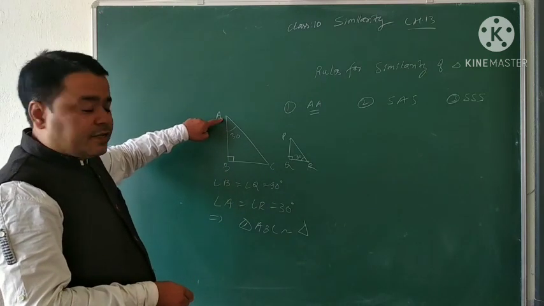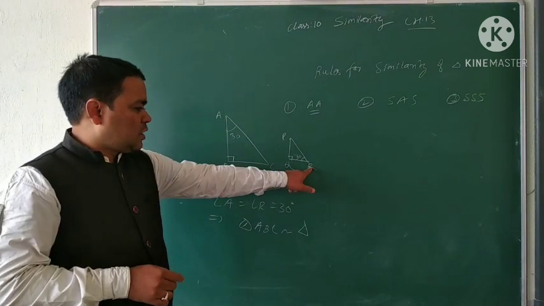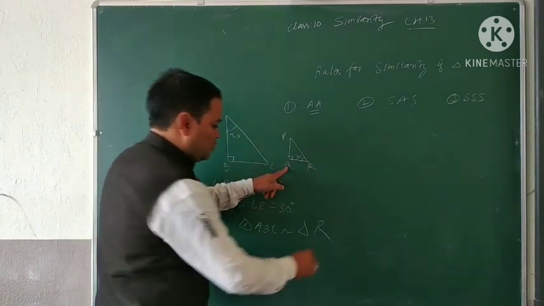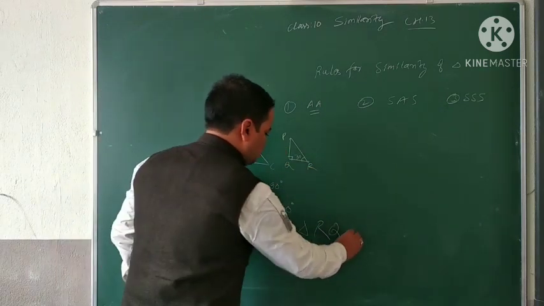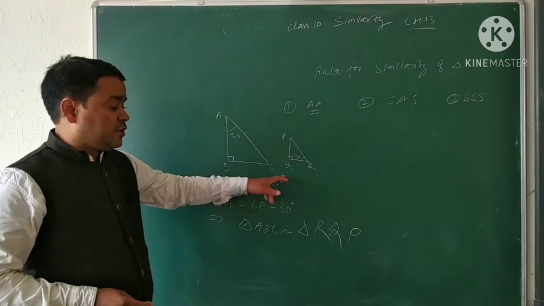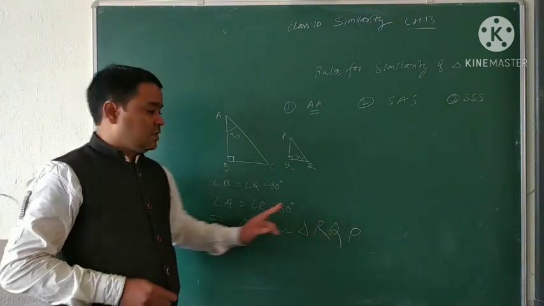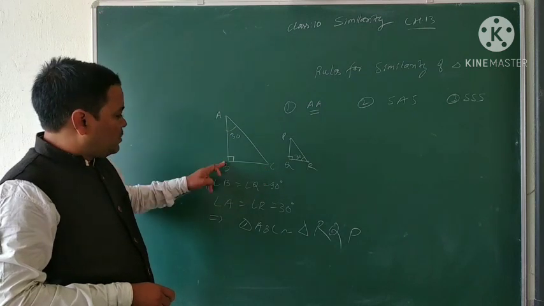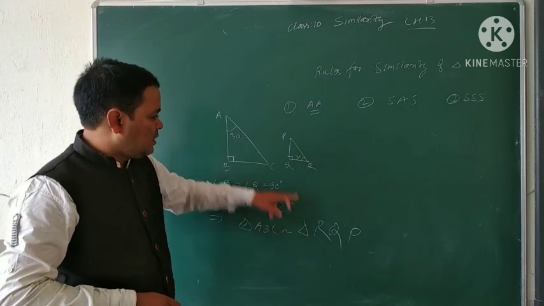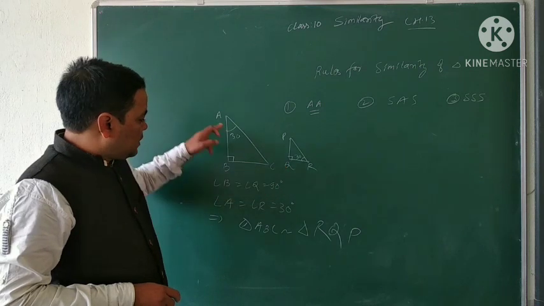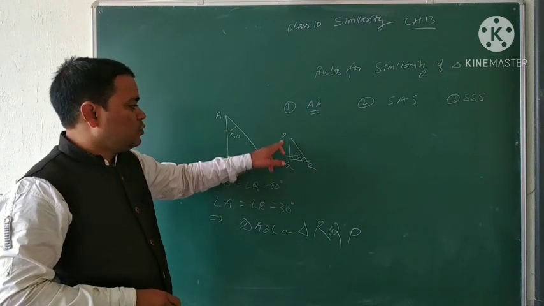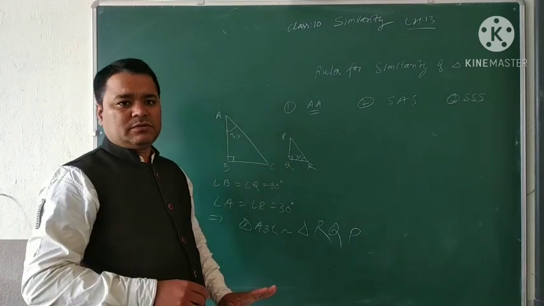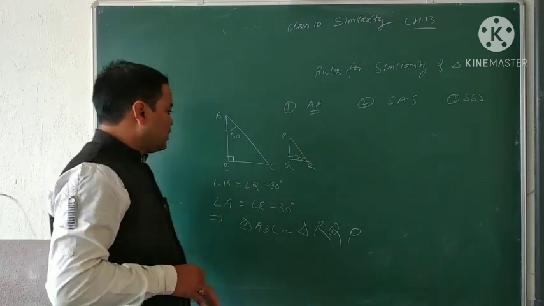First A 30 degree, then 90 degree. Here also 30 degree is R, then 90 degree is Q, and then this. Don't write PQR. You just follow this. A 30 degree, then 90 degree, then this. So ABC is similar to triangle RQP. If you write PQR or PRQ, that will be wrong. You should write this way.